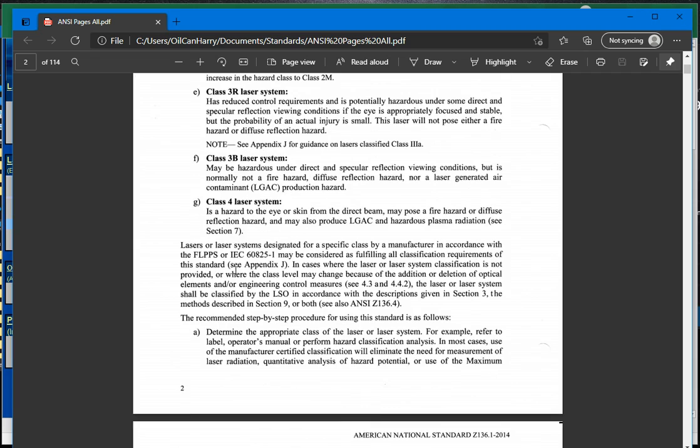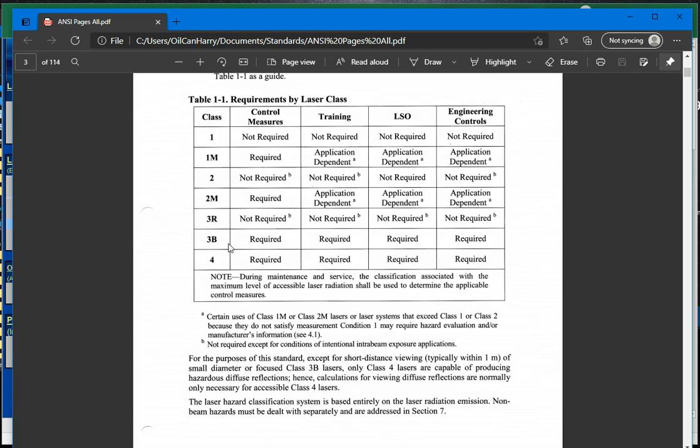Okay, and what I want to do is come down here and look at the requirements for a 3R control measures. There's no requirement for training, LSO, and LSO are engineering controls. I'm sorry, right here, not required for 3R. Same as a class 2. No requirements.